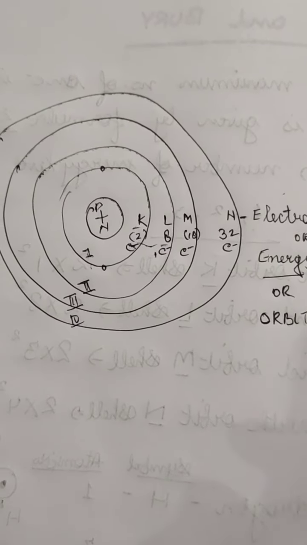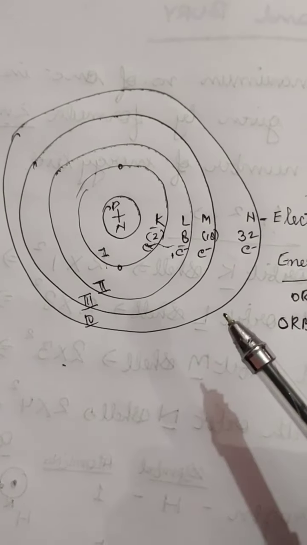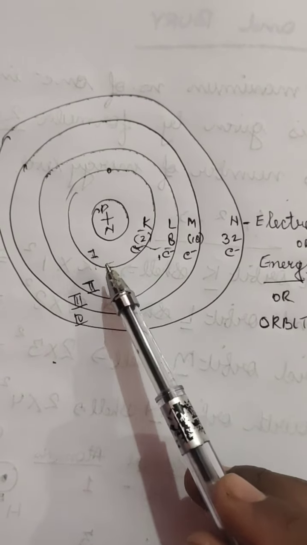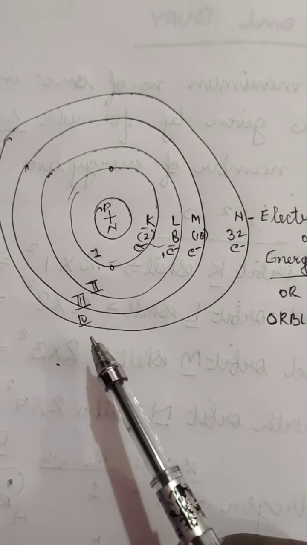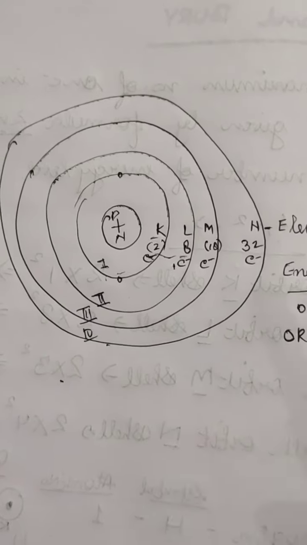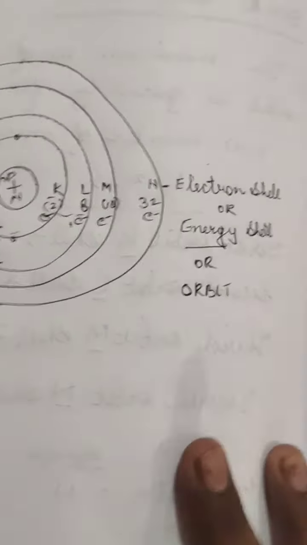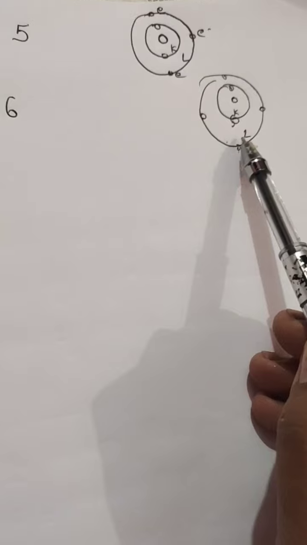The outermost shell has the highest energy level, and the first shell has the lowest energy level. The outermost shell in an atom is also called the valence shell. Here this is the valence shell, like it has only K and L. So now let's take an example of sodium.